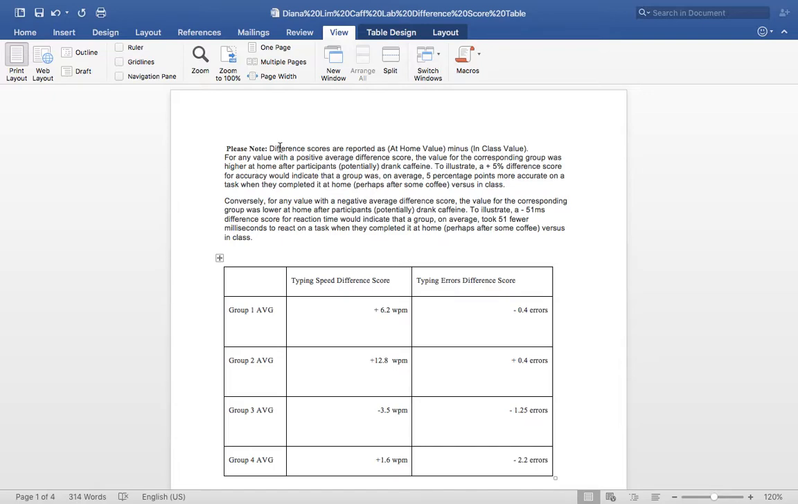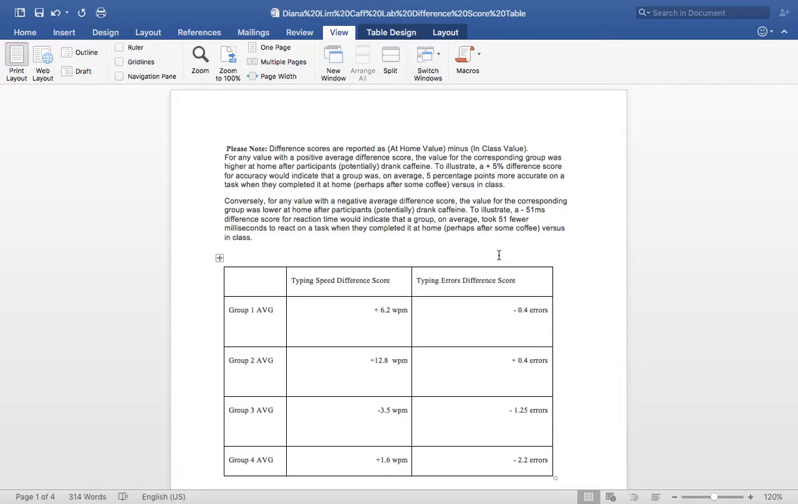So you guys had some at-home data and some in-class data. What I did was take the difference between the at-home value and the in-class value, and then I averaged those for each group. So one thing to note about these values is that they do have signs, so a positive sign or a negative sign. For any value with a positive average difference score, the value for the corresponding group was higher at home after participants potentially drank coffee, right? And it's potentially because depending on what group you were assigned to, you might not have had any caffeine.